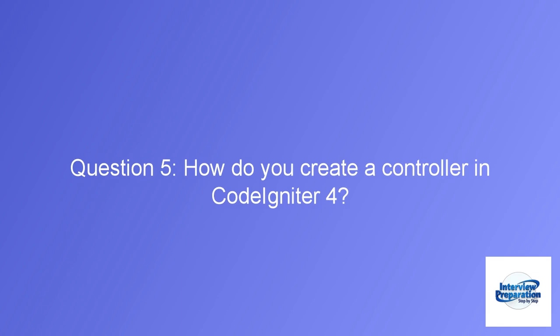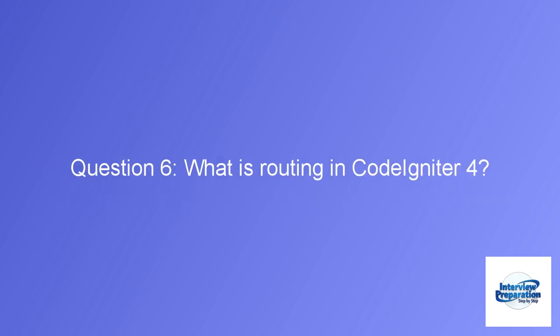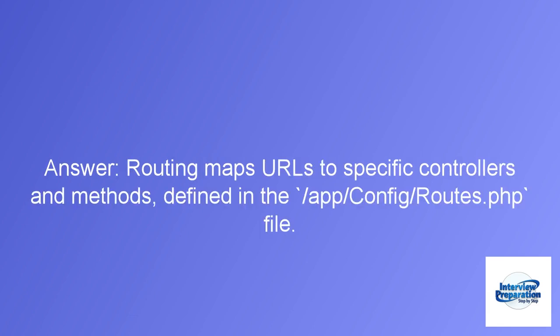Question 5. How do you create a controller in CodeIgniter 4? Answer. Create a PHP class in the /app/Controllers folder extending the CodeIgniter Controller class. Question 6. What is routing in CodeIgniter 4? Answer. Routing maps URLs to specific controllers and methods, defined in the /app/Config/Routes.php file.